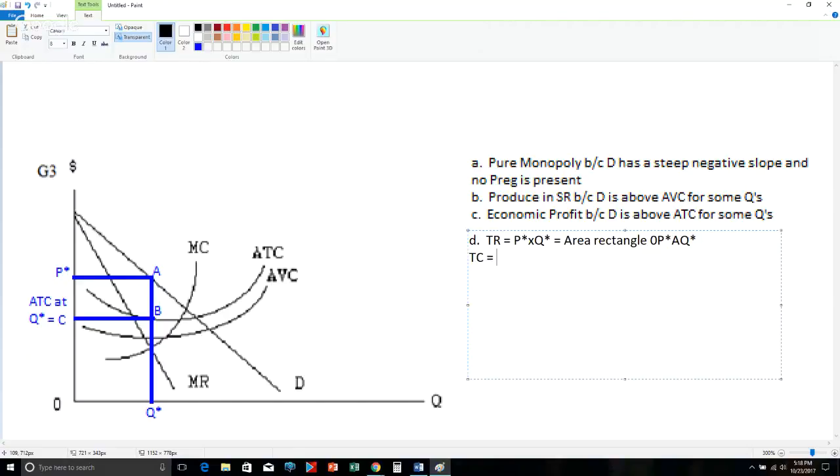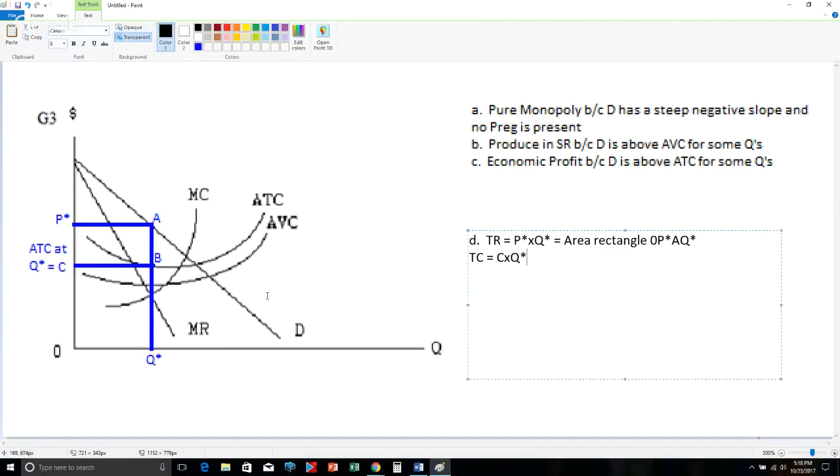Total cost is equal to average total cost times quantity, which is C times Q star. Notice here that C is not as high up as it was in that last graph, because average total cost is less than price, since we're making a profit. The length of the segment from 0 to C is average total cost. 0 to Q star is quantity, pardon me. So area rectangle 0, C, B, Q star, this rectangle on the bottom, that's equal to the total cost.